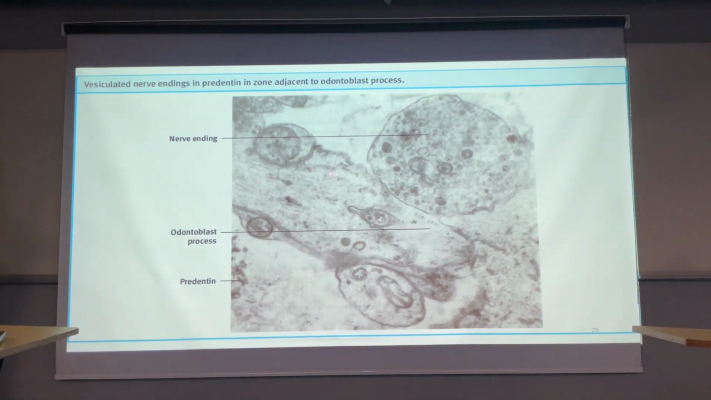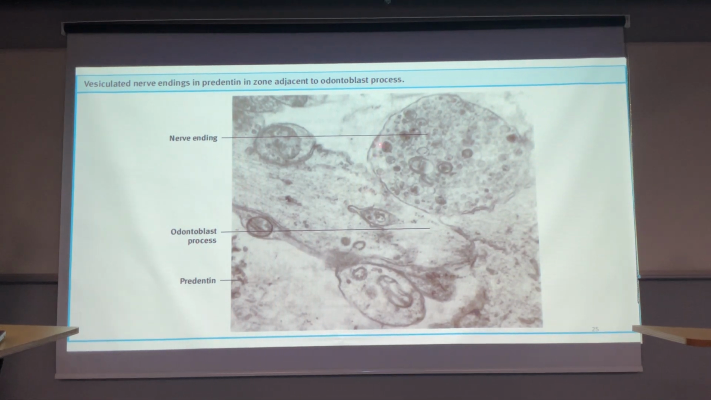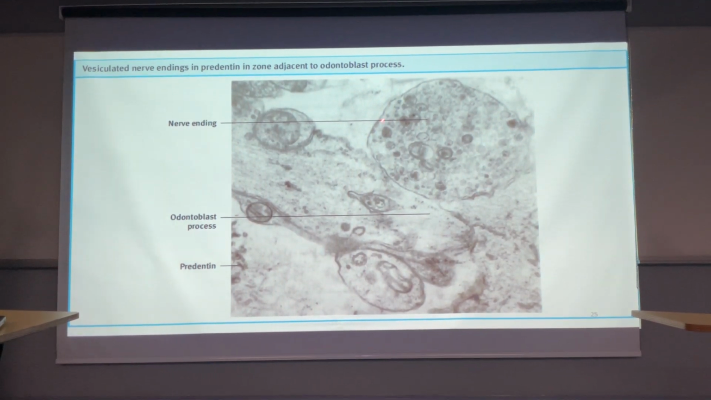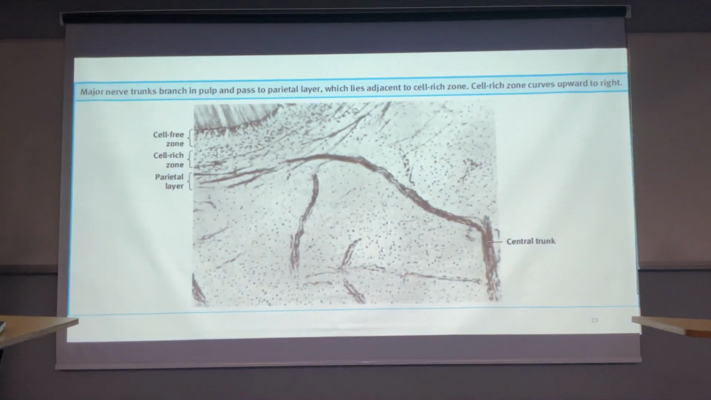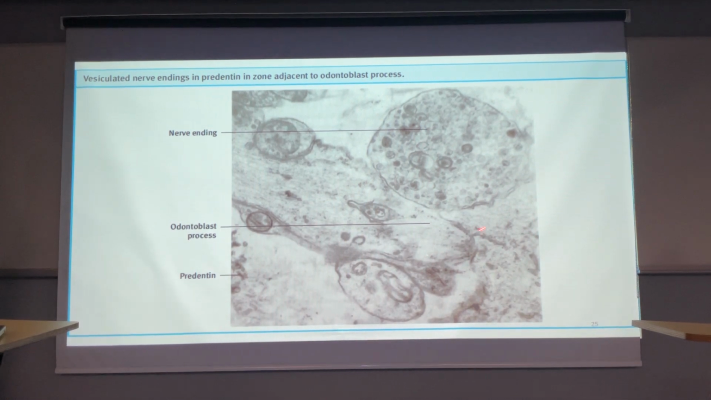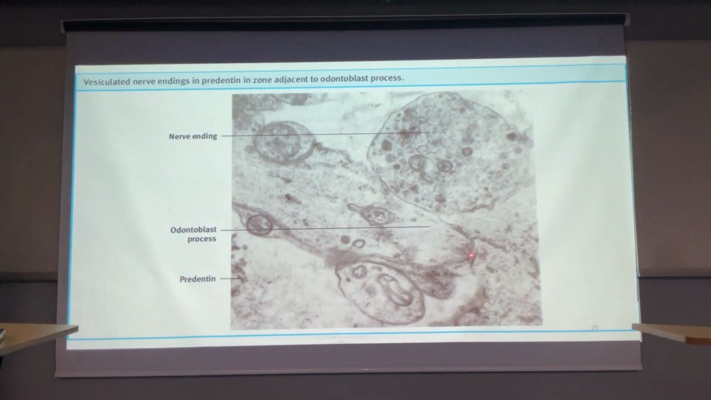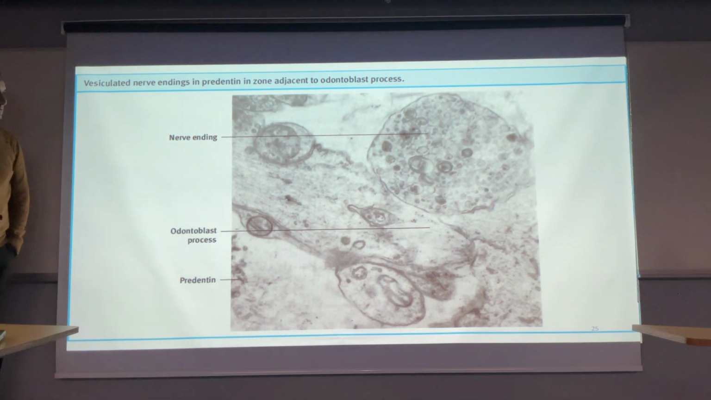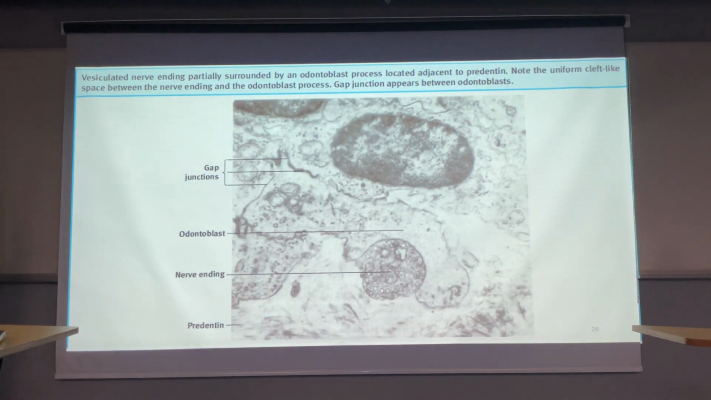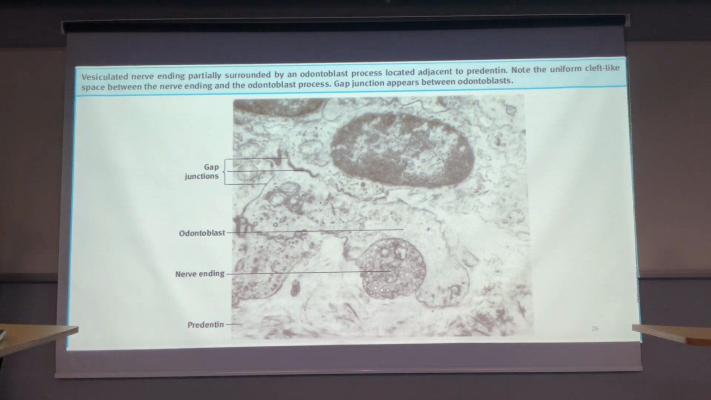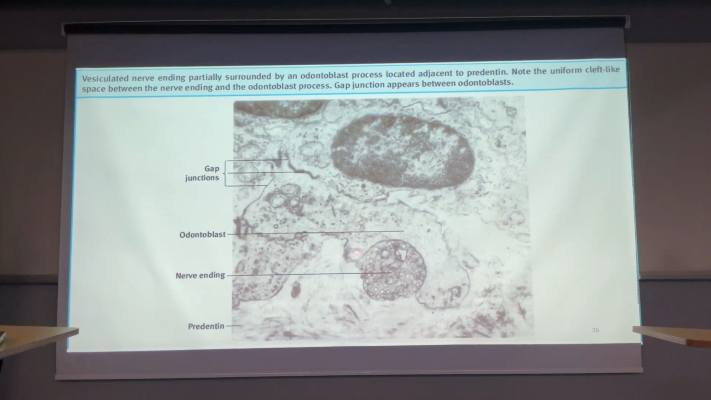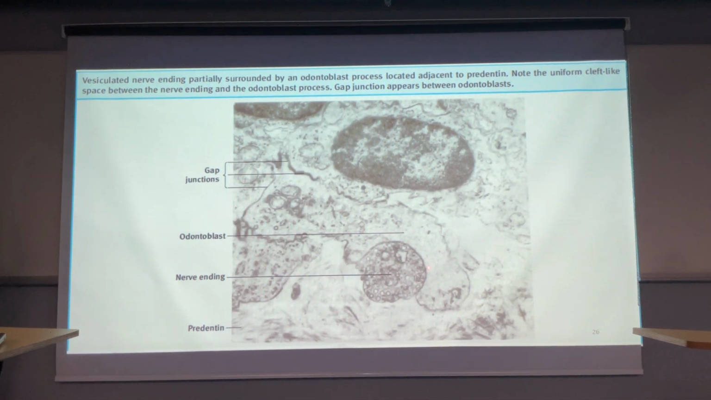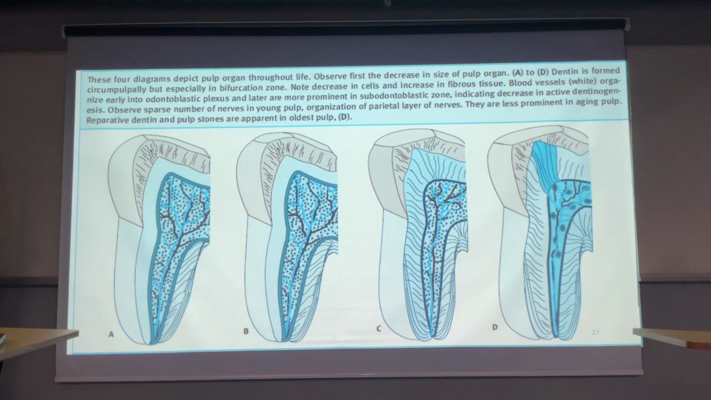Here you can see our odontoblasts and the nerve endings present between the odontoblasts. We talked about these nerves. Look at this part. Here we have the nerve endings, and in this part we have the odontoblastic processes and odontoblasts. Again, here you can see the connection between the peripheral nerve and the odontoblast. This part is our connector.